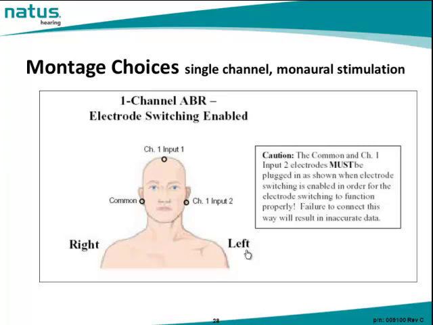Another choice would be single channel monaural stimulation. This montage is the same that you would see with the Navigator Pro. Electrode switching is enabled. High forehead is channel 1 input 1. The common electrode is the right ear. Channel 1 input 2 is the left ear. With electrode switching enabled, the common and the input 2 switch based on which ear is being stimulated. It's important to remember that with this montage with ASSR, you're only stimulating one ear at a time.